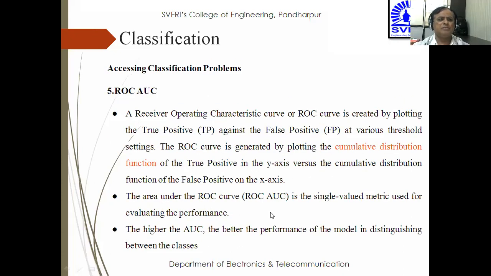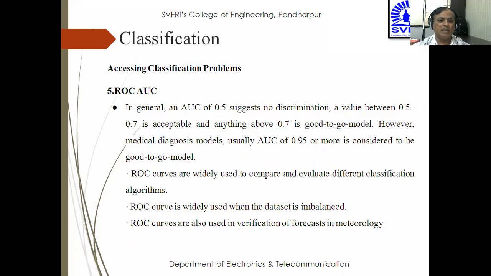ROC, the receiver operating characteristics curve, or ROC curve, is created by plotting true positive against false positive. So once the TP is calculated and plotted against the false positive, you will get the ROC AUC. So in general, mostly AUC is 0.5.